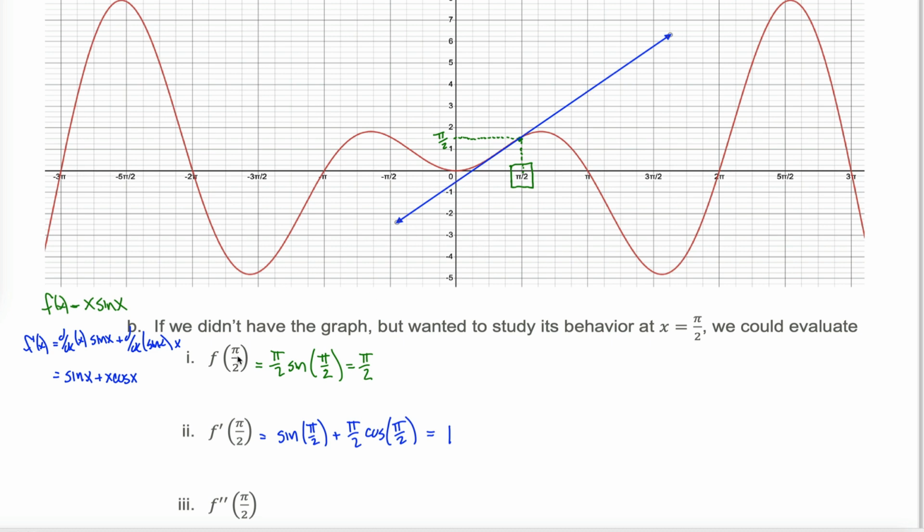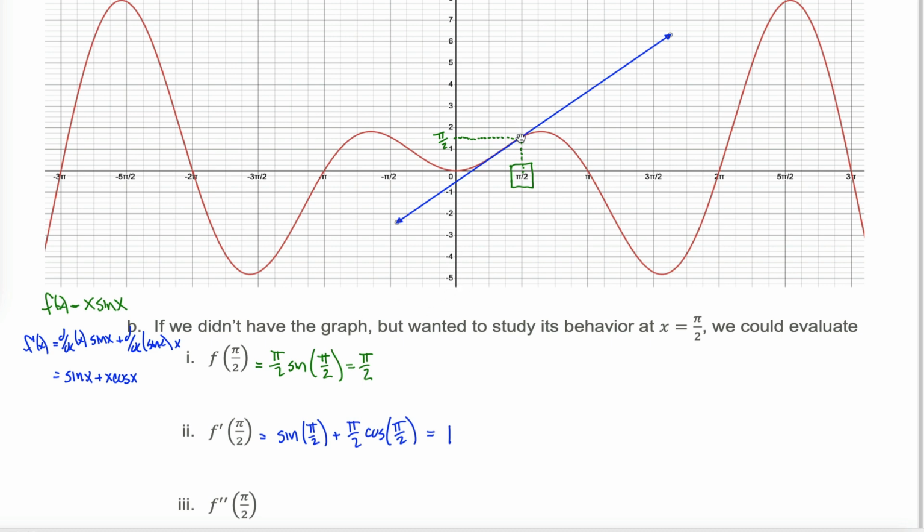By looking at f of pi over 2, we figure out the height of the graph when x is pi over 2. By looking at f prime of pi over 2, we learn about the slope of the tangent line to the graph when x is equal to pi over 2. And now we have a lot of information about the graph. But we don't have to stop there.